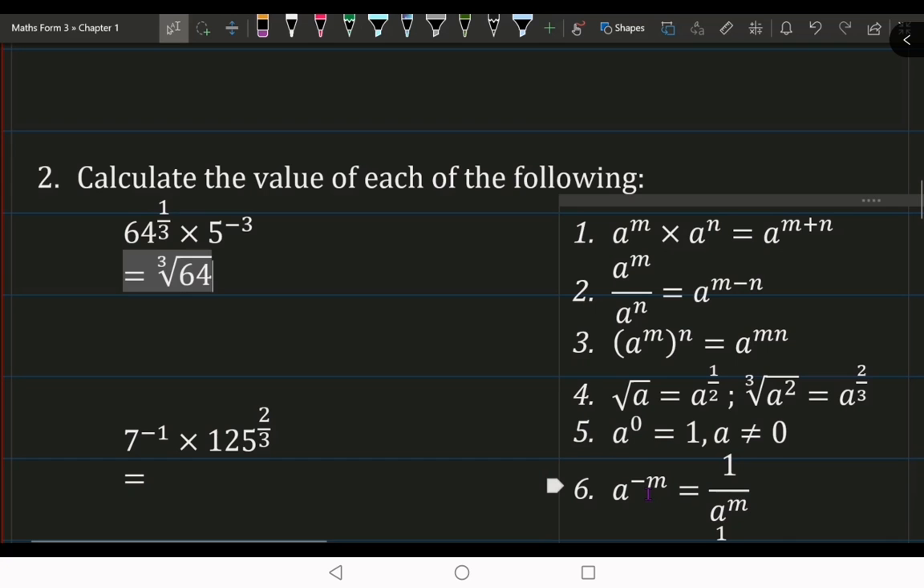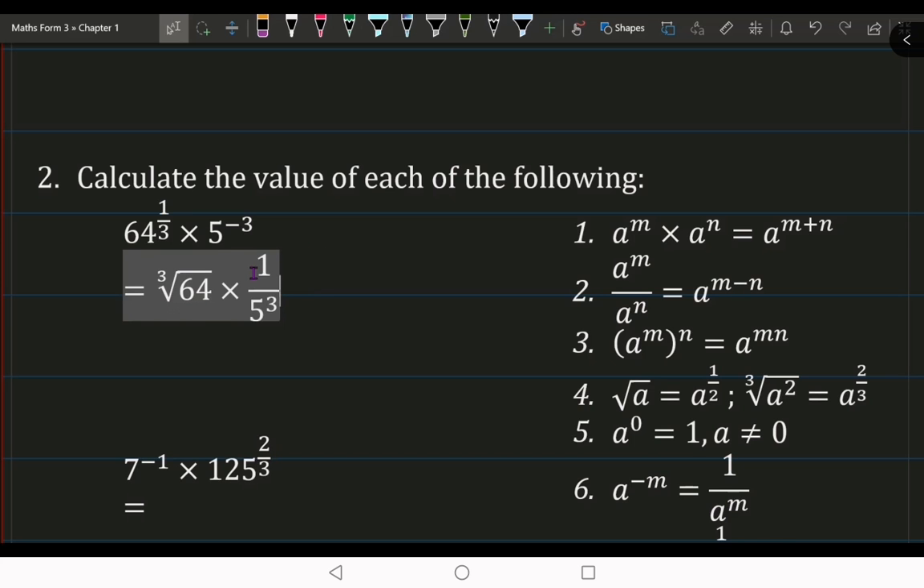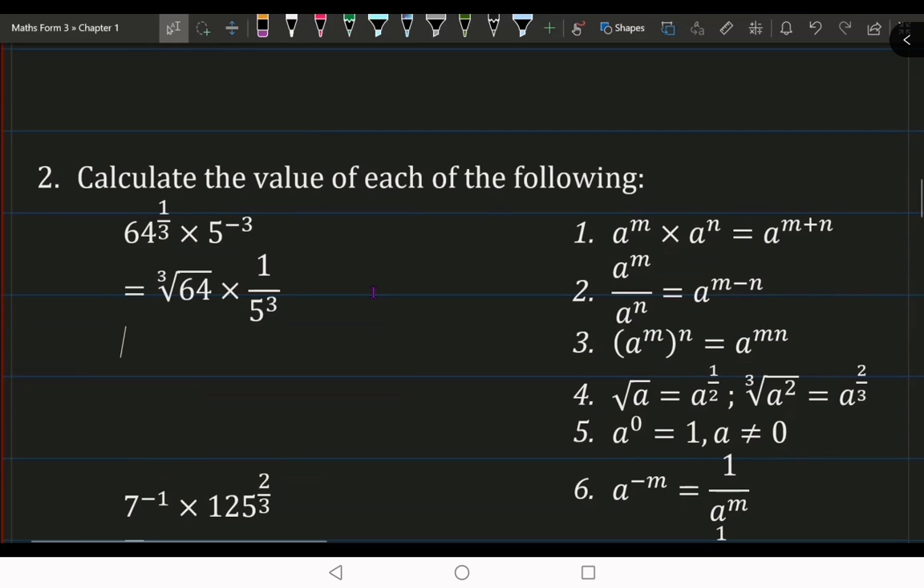Negative means to be reciprocal, flip it over. According to the sixth law, the law for a negative integer power means to be reciprocal, so this becomes 1/5 to the power 3. After that, you need to understand what the cube root of 64 is. The cube root of 64 is 4.